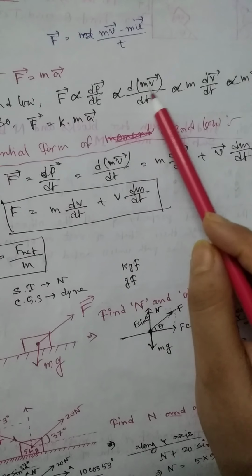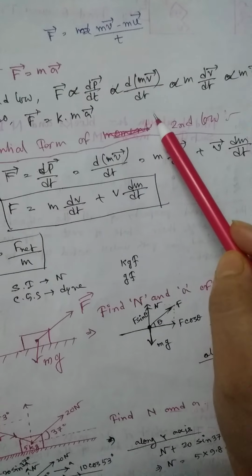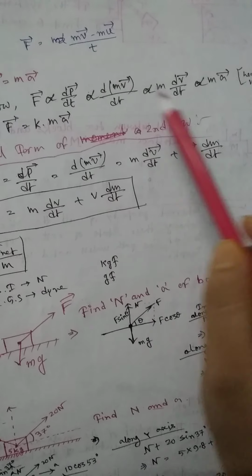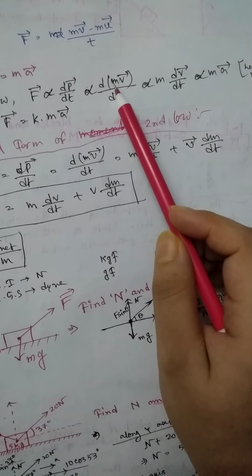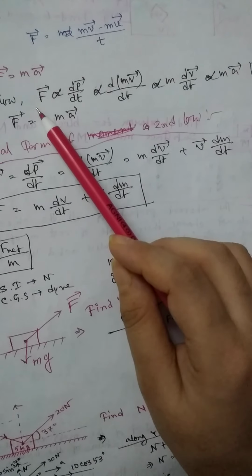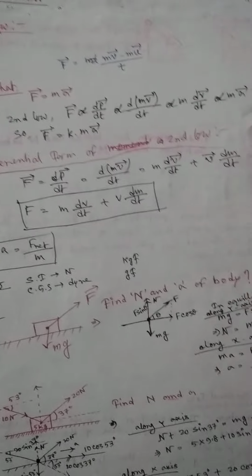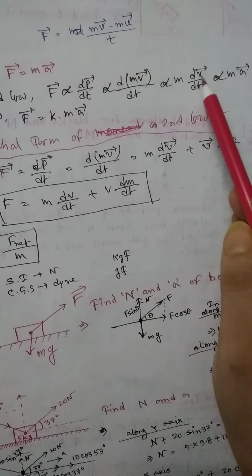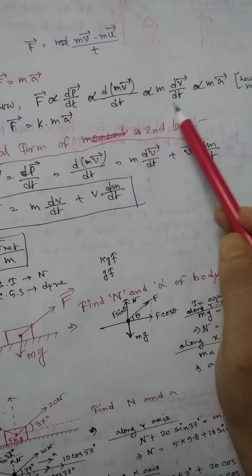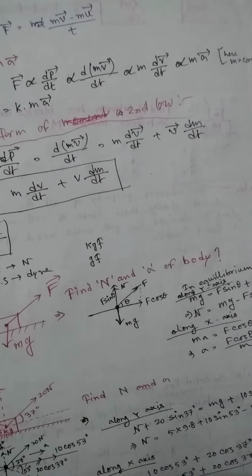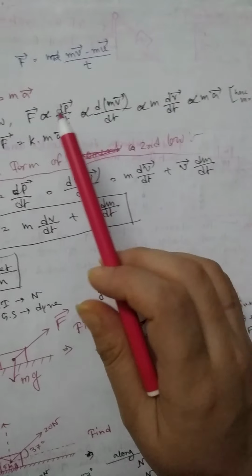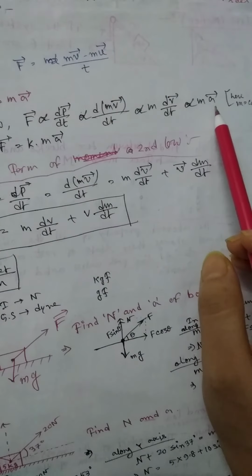P equals m into v, because P is the momentum, by dt. That means proportional to m into dv by dt, right? Because here I am assuming that the mass of this body is constant. After the force is exerted, mass cannot change. Here I am assuming that. That means m comes out from this derivative, so m into dv by dt. And dv by dt means the rate of change of velocity, which gives us acceleration. So here we get F proportional to m into a.